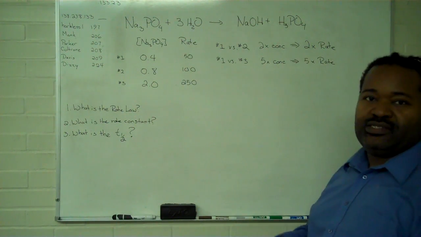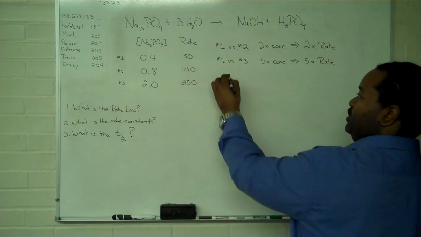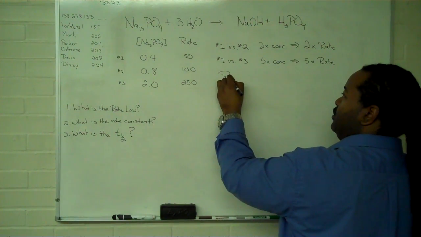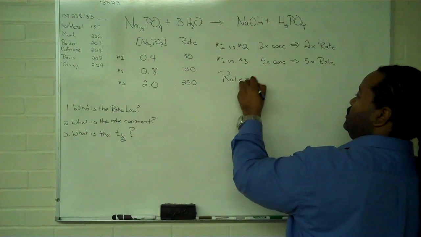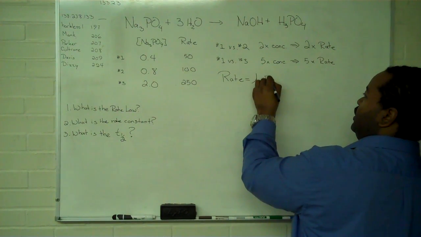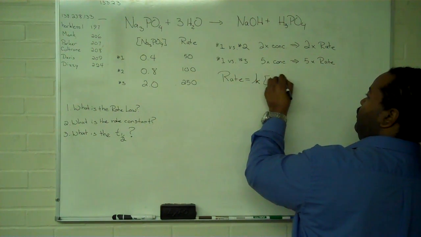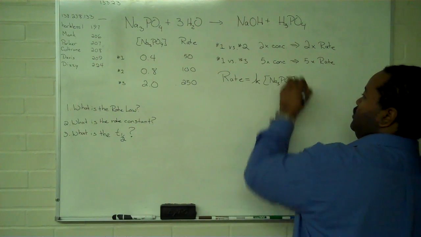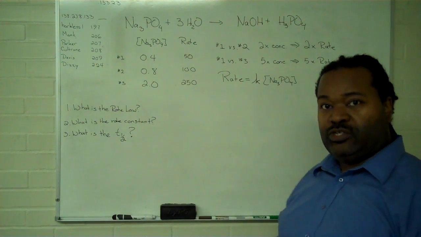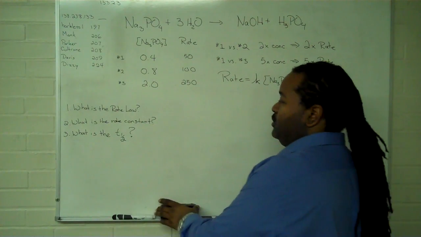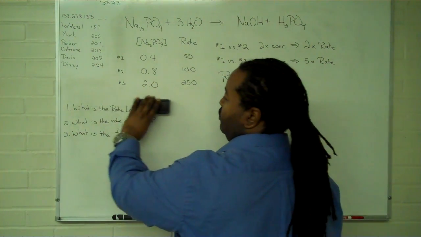And because in both of these cases that's 1 to 1, we can reach the conclusion that the rate is equal to the rate constant times the concentration of sodium phosphate to the first power. So this is a first order reaction. That shows that we have determined the form of the rate law.